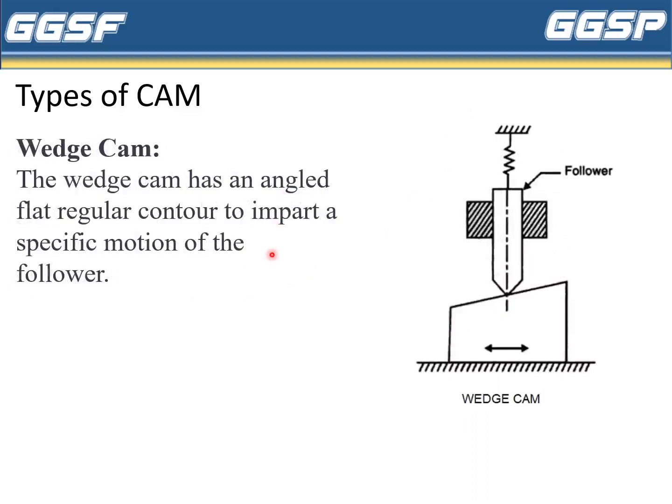Third type of cam is a wedge cam. The wedge cam has an angled flat regular contour to impart a specific motion to the follower. Contour means profile. A flat regular profile which imparts a specific motion, either reciprocating or oscillatory, to the follower. So this is a follower, this is a wedge cam.